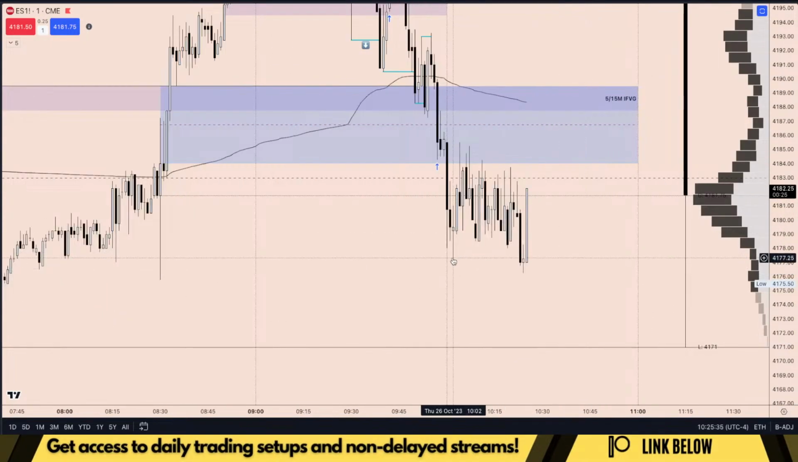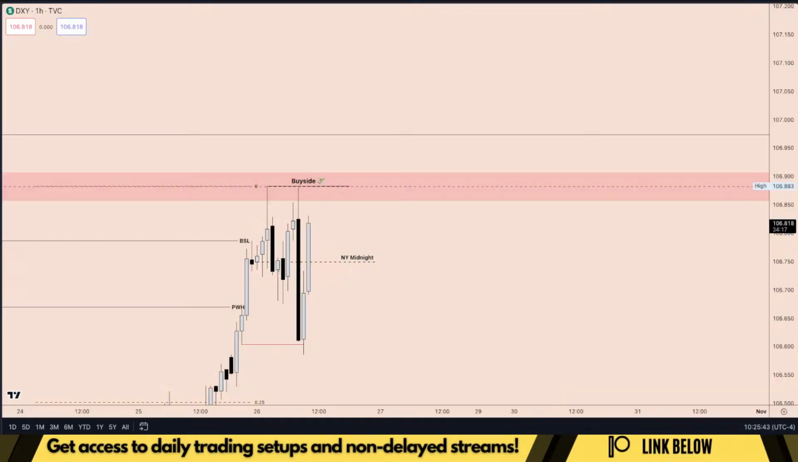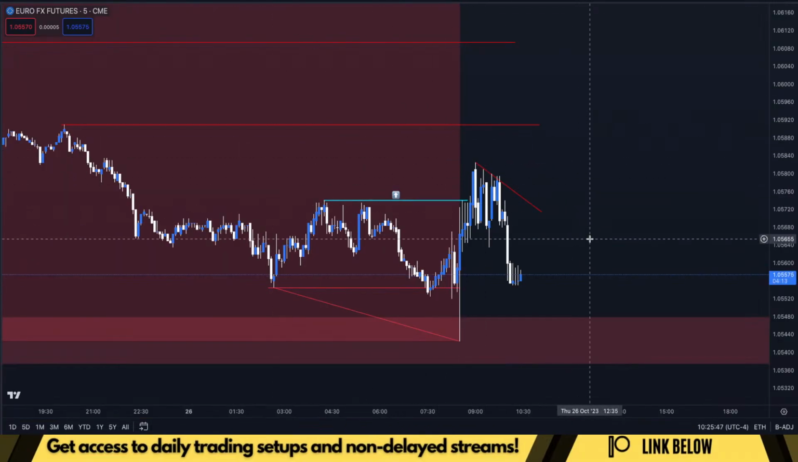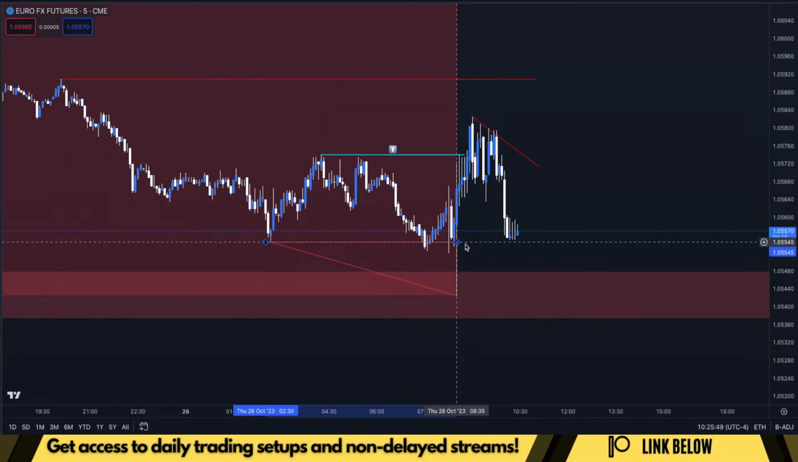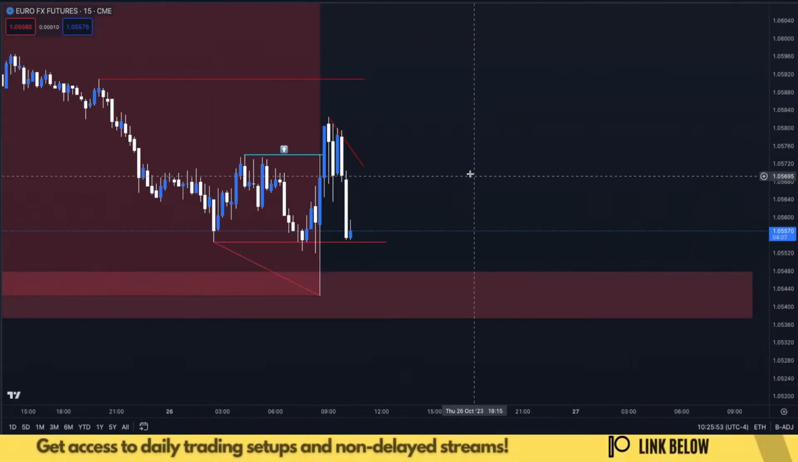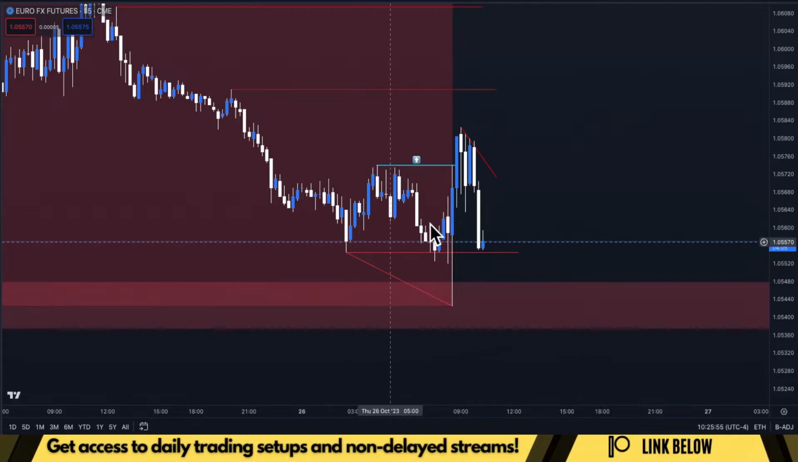So we took the low and we immediately get the pushback up. Ouch. Yucky conditions. DXY still holding. EU also still holding on our London session low. If we go to the 15, but not clean.